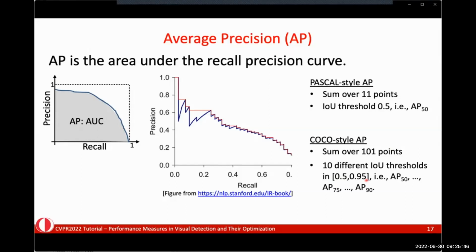Lastly, note that we plotted this curve for just a single object category. In our example, it was the zebra category. Usually in visual detection datasets, there are many object categories, and to report an overall performance on the dataset, AP values over classes are averaged. This is called mAP in Pascal VOC and just AP in COCO.